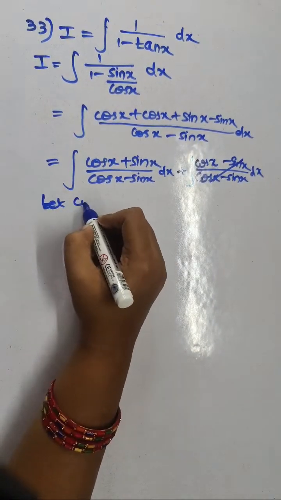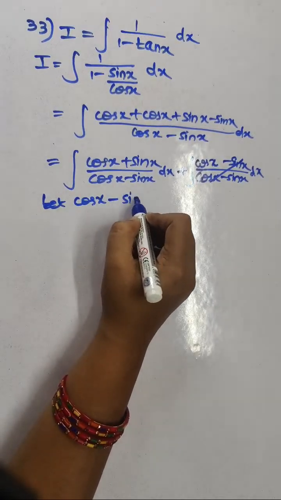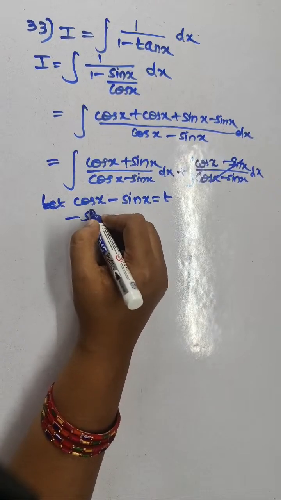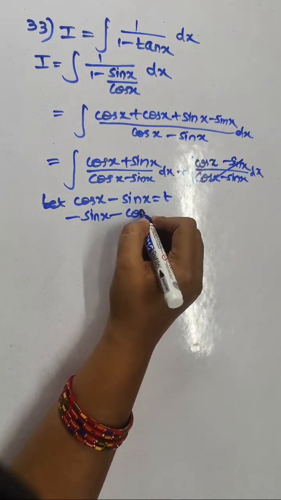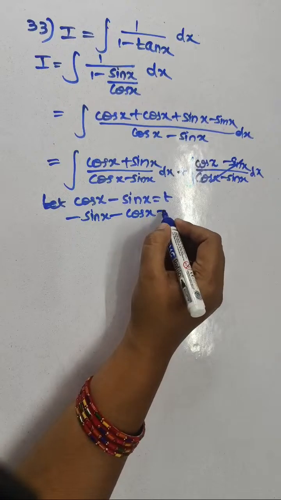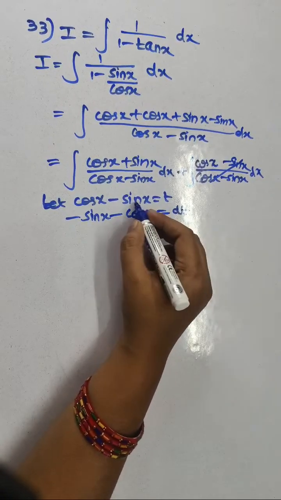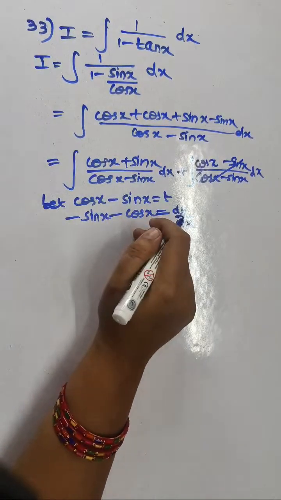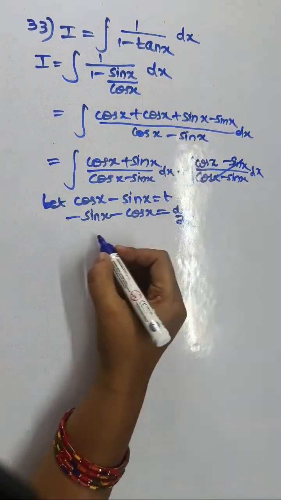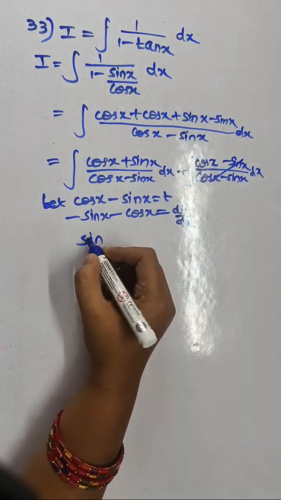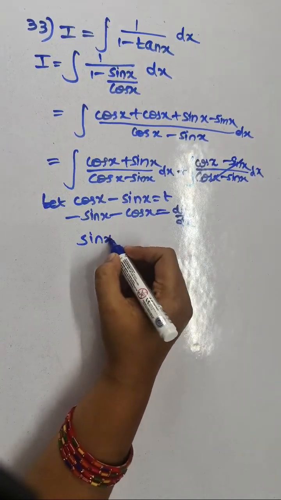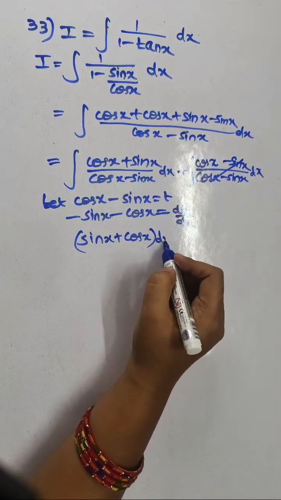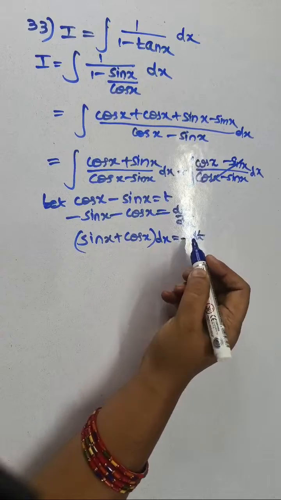Let cos x minus sin x equal to t. Differentiating both sides with respect to x, this becomes minus sin x. As we have minus here, write as it is. Differentiation of sin is cos. Take dx to the left side. Take minus as common and take it to the right side. So you will get sin x, because if you take minus, both terms will become positive as both are negative. So now sin x plus cos x into dx equal to minus dt.